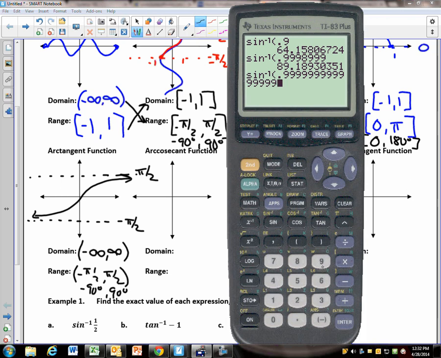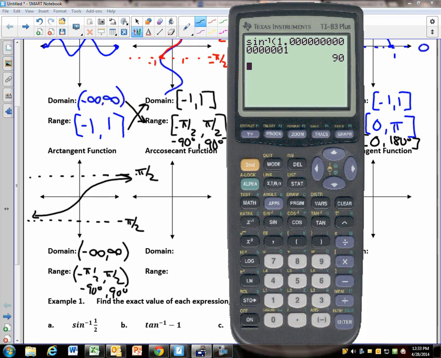Sine inverse of 0.9999999 and so on, with many more nines. Think I could get above 90? If you go sine inverse of 1.000000001, let's see if we get something.